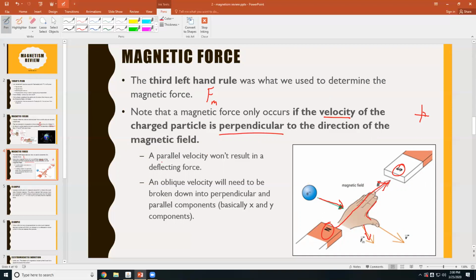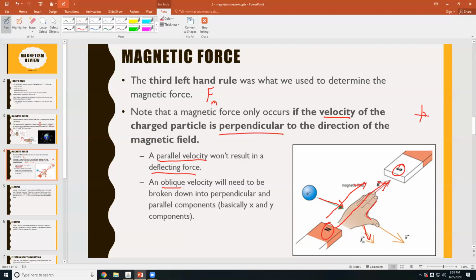Now, something to keep in mind here is that a parallel velocity is not going to result in a deflecting force. So in other words, if you had a charged electron moving this way, like let's say from the north magnet to the south magnet, there isn't going to be a deflecting magnetic force here. There won't be any magnetic force acting on that charged particle whatsoever.